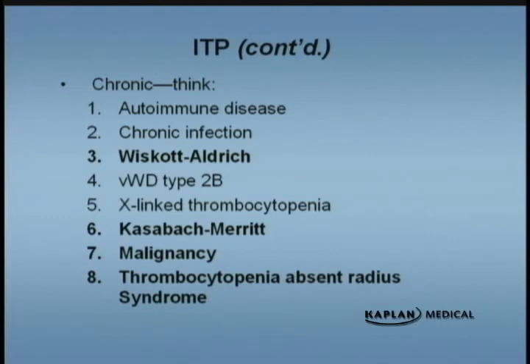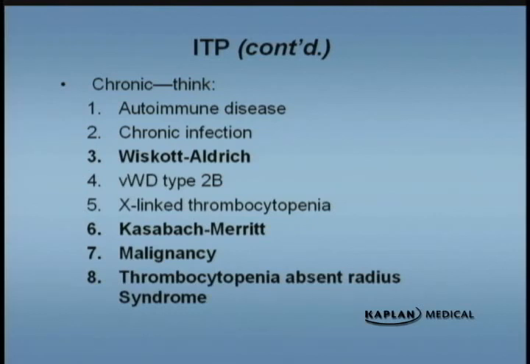So if you're reading a test question and they want you to think about Kasabach-Merritt syndrome, they will describe the findings of a large cavernous hemangioma, and the platelets are being trapped there. Malignancy should always be in your differential diagnosis of immune thrombocytopenic purpura, particularly leukemias, as there's bone marrow infiltration, the platelet number will also decrease.